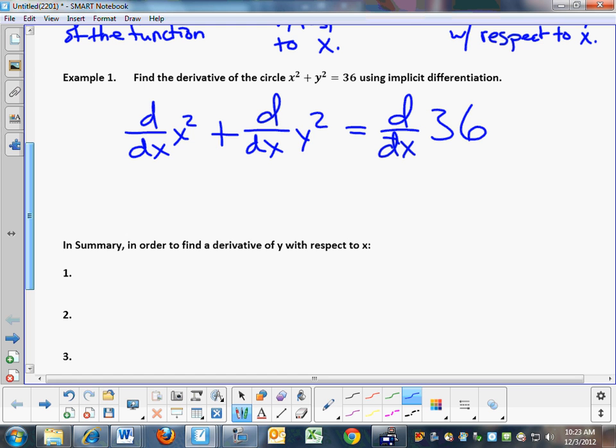This is what we're doing. We're taking the derivative with respect to x. The derivative of x squared with respect to x is just 2x.